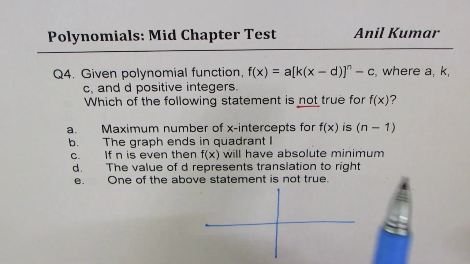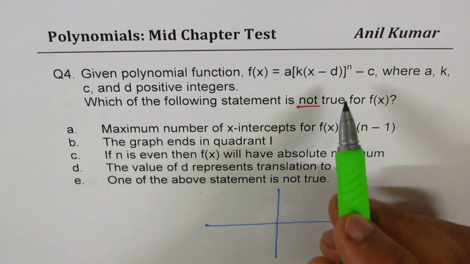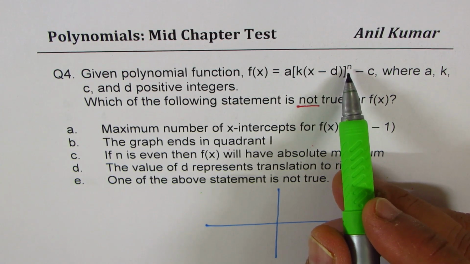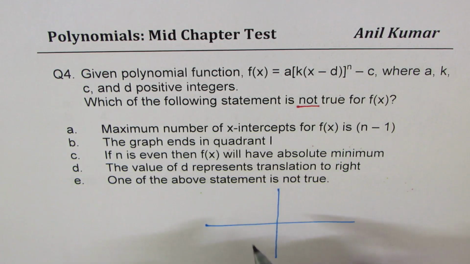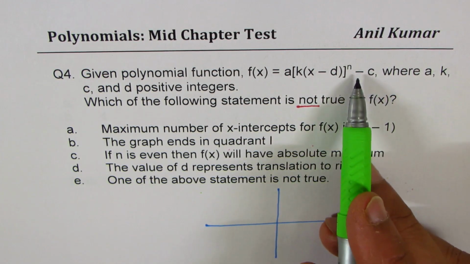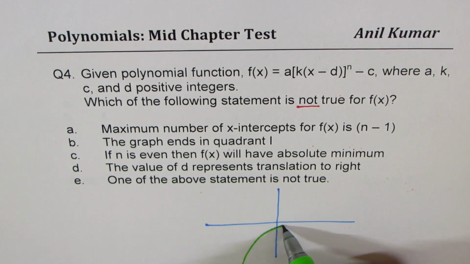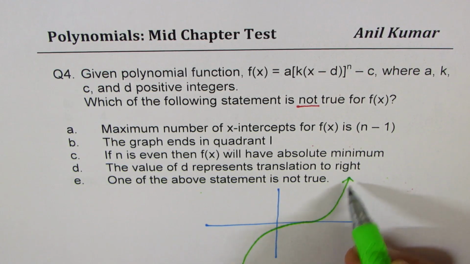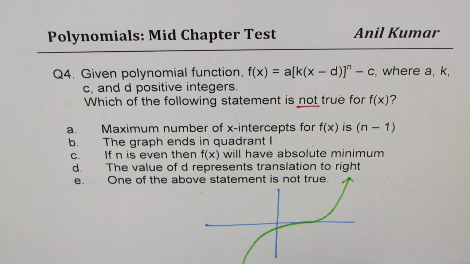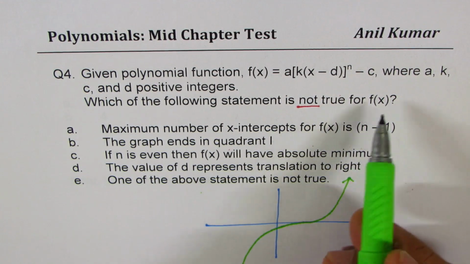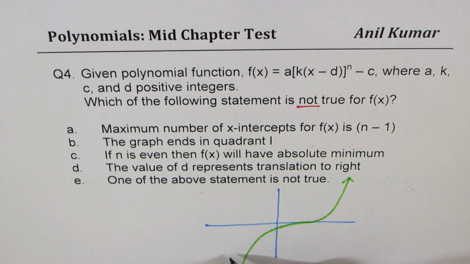Perfect. But it's a cubic function, so n could be either odd or even, correct? So in that case, we have two possibilities. Now this is minus c. That means the graph is moving down, right? So if it is an odd degree function, then it may look like this, right? So it moves right or down depending on these values. It could be like this, right? Because if c is positive, it moves down, correct?